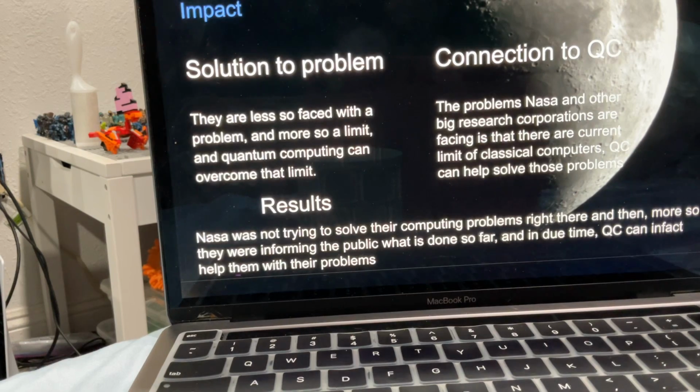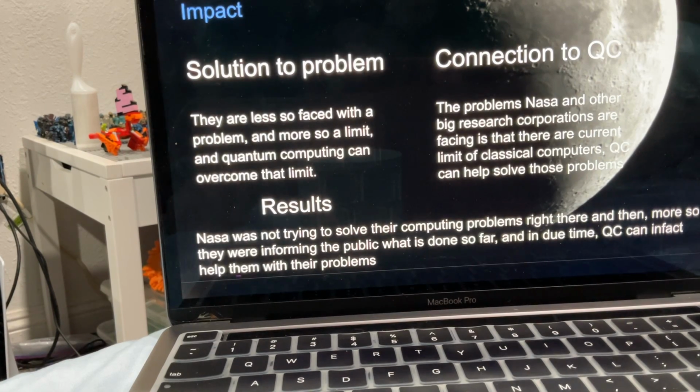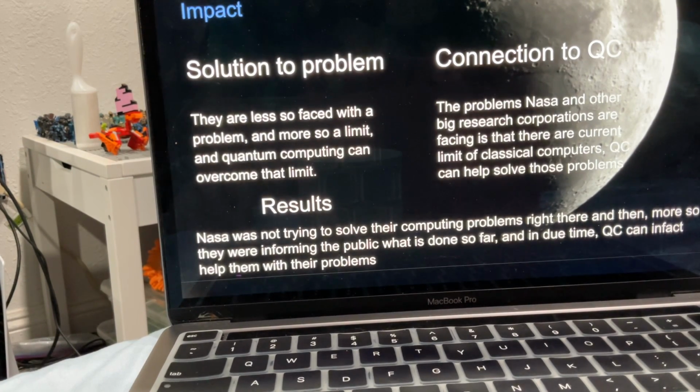And yeah, the results were that NASA is not trying to solve their computing problems right here and now, but they're informed by wisdom so far, and in due time QC can in fact help them with their problems. Like I said over the past 10 minutes or so, quantum computing is a problem-solving tool, and in due time it will solve more problems, something NASA can really benefit from. The things it can help solve include missions, data gathering, and earth science and stuff like that.